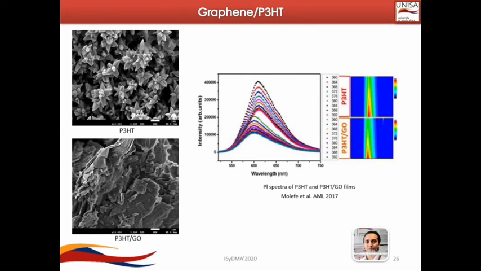In this project, we were able to see how graphene oxide layers can affect the morphology of a polymer. And also we studied the different interactions between the two elements which can affect the efficiency of the solar cell. And here we detected a charge transfer as well as energy transfer between the two systems.